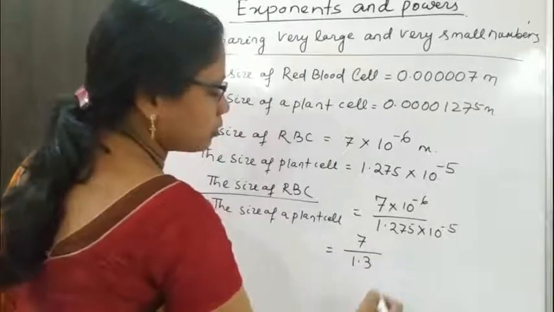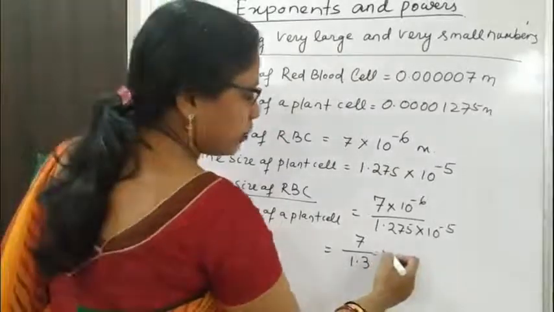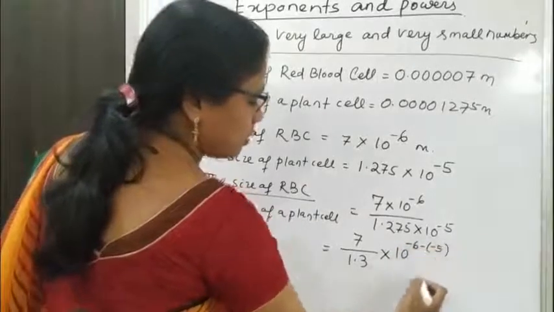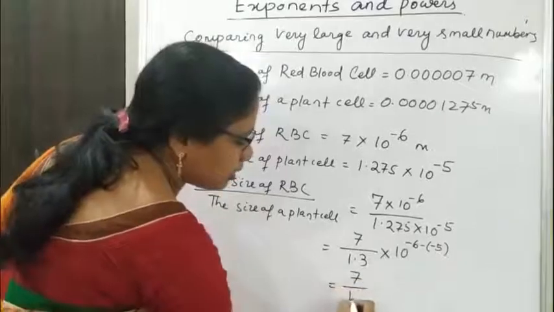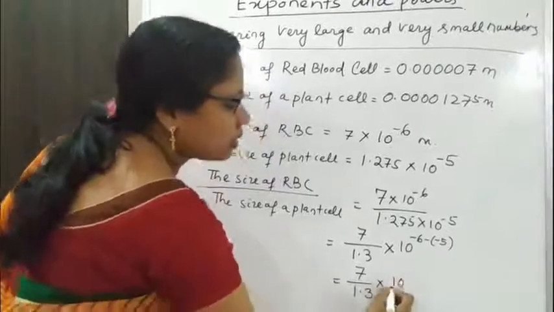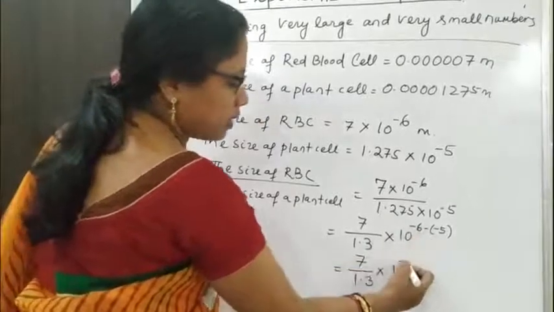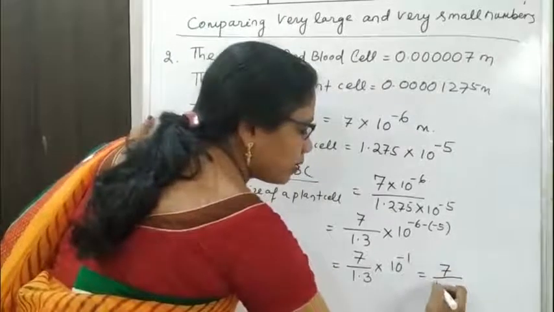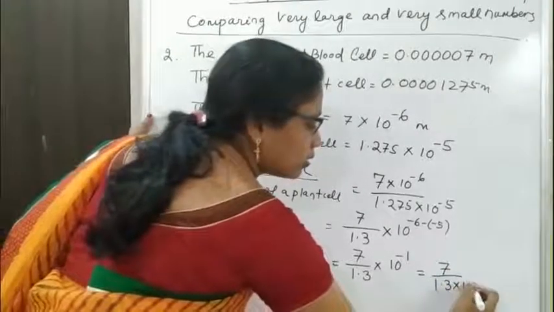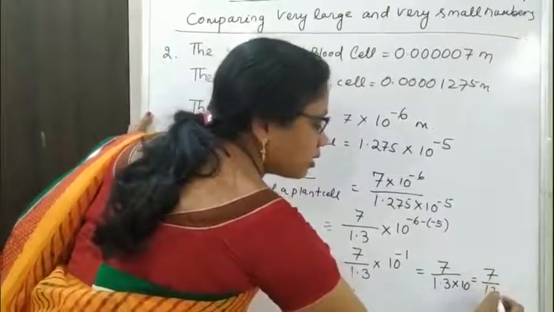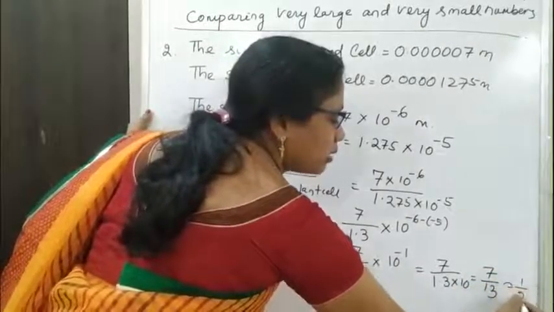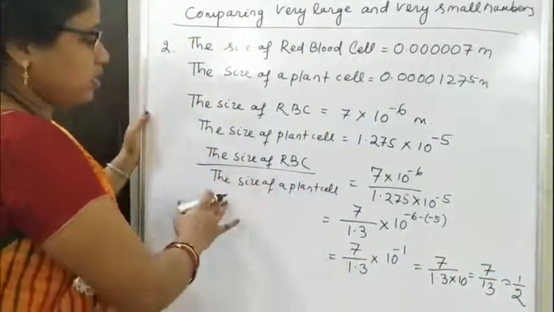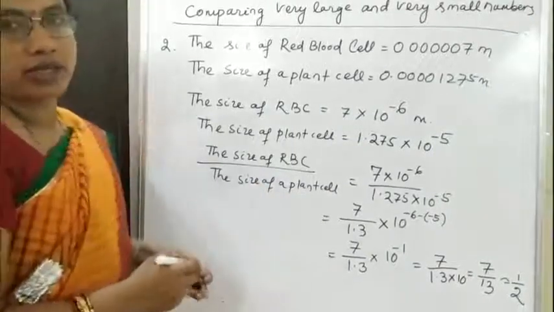This is nearly equal to 7 by 1.3 multiplied with 10 to the power minus 6 minus of minus 5. So this is equal to 7 by 1.3 multiplied with 10 to the power minus 6 plus 5, that is minus 1. So this is nearly equal to 7 by 1.3 into 10. So this is 7 by 30, or this is nearly equal to 1 by 2. So that means the size of a RBC, red blood cell, is half of the size of a plant cell.